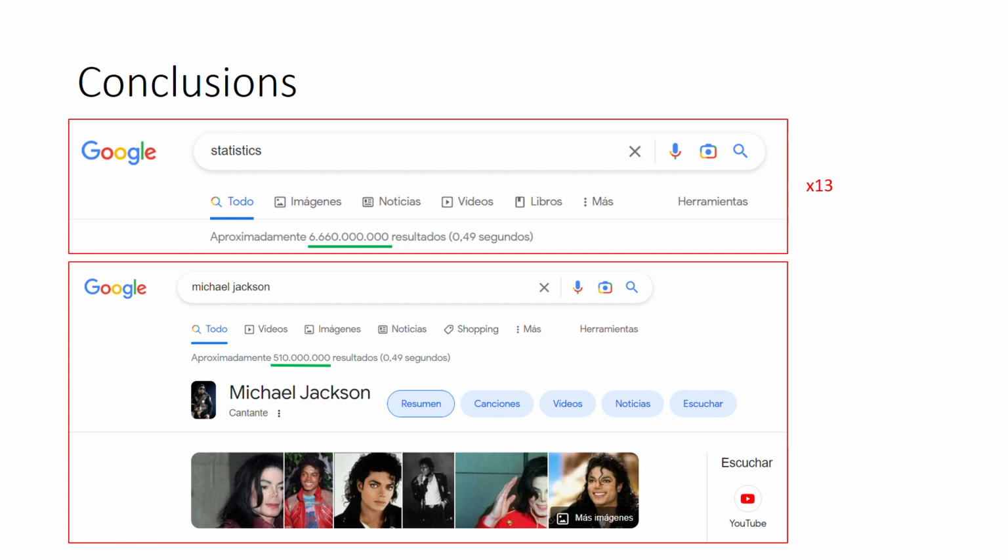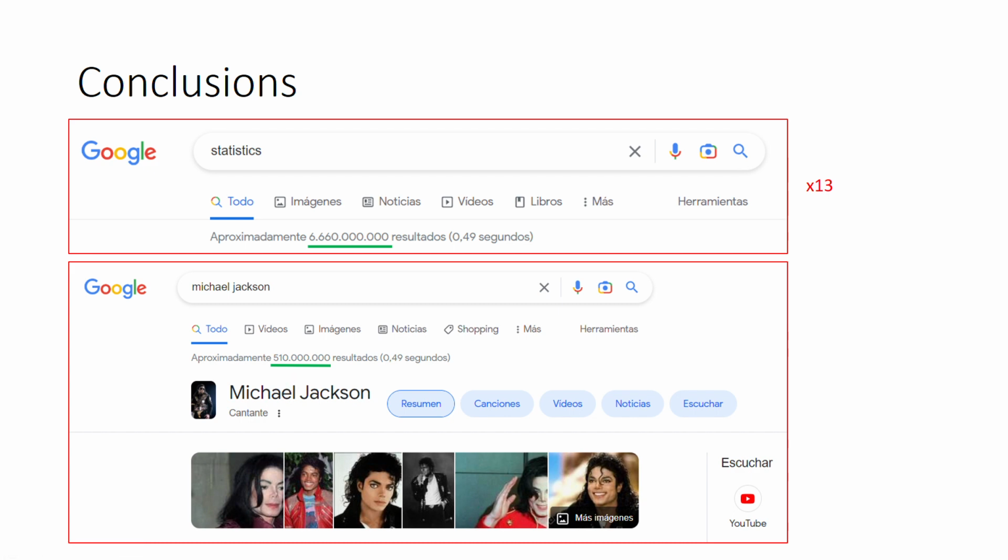The problem with statistics is that it is much longer than that calculator. If you look for statistics just on the web, you get 6,000 or 6.5 thousand million pages just in English. If you count all languages, you would get many more. If you look for Michael Jackson, you get 500 million pages in all languages. So that means that statistics in English is 13 times larger than Michael Jackson in all languages.